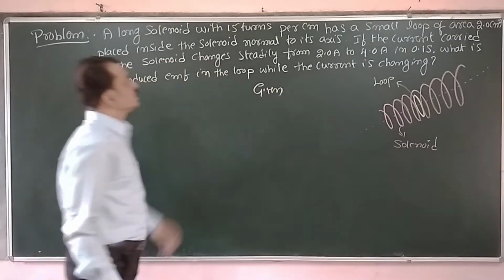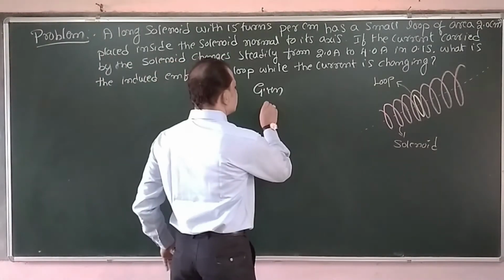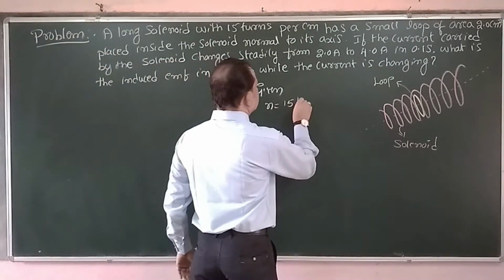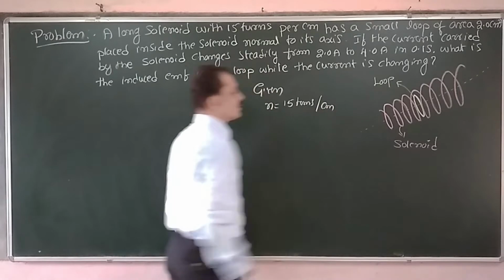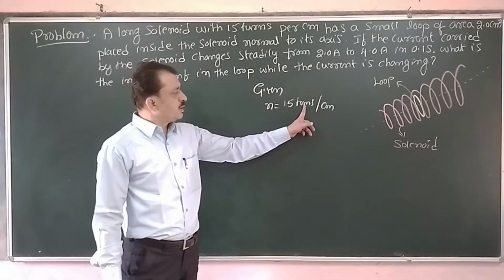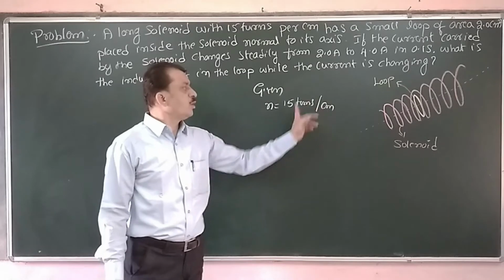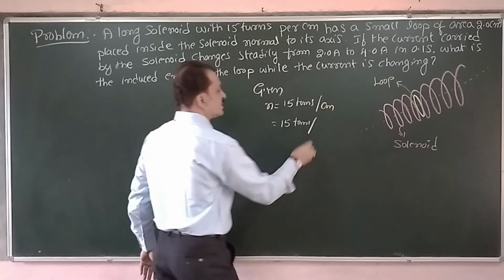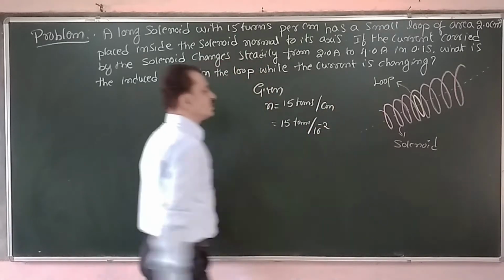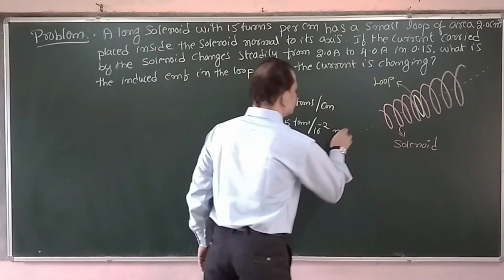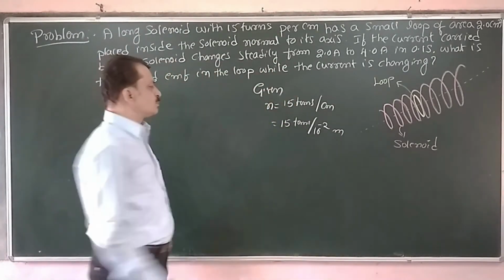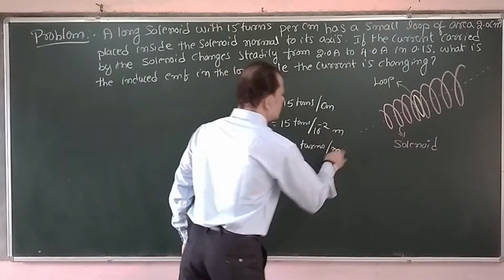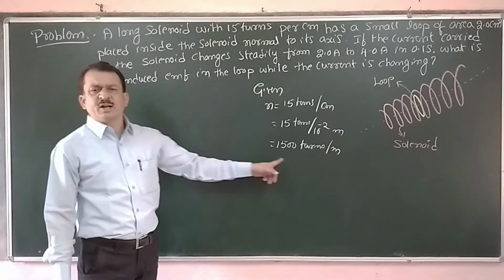Now given, the number of turns per unit length, that is small letter n of the solenoid, is 15 turns per centimeter. It is not in meter, we have to convert it into meter. So 15 turns per centimeter is converted into meter by 10⁻² meter. If you take 10⁻² to the numerator, it is +2, therefore it becomes 1500 turns per meter. That is small letter n.